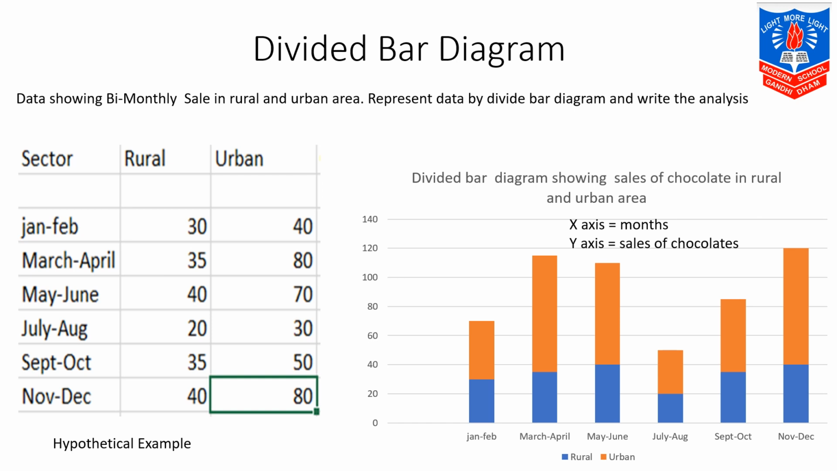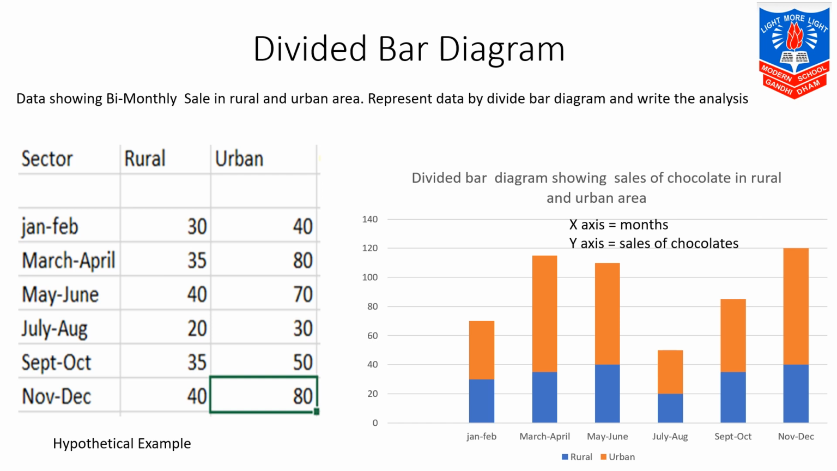Next is comparisons. Yes, analysis. Very first point, I know it's in your mind now: what do the x-axis and y-axis represent? So x-axis, y-axis representation over here, and then we can easily compare the sales of rural with urban. That in rural the sales in Jan-Feb was 30, whereas in urban the sale was 40. So in urban the sales was more.